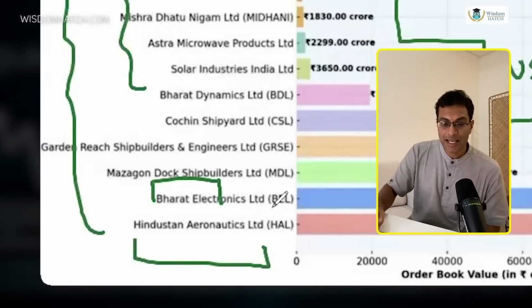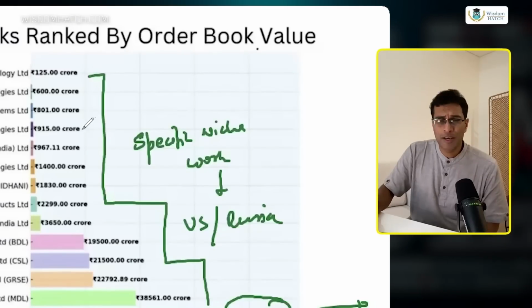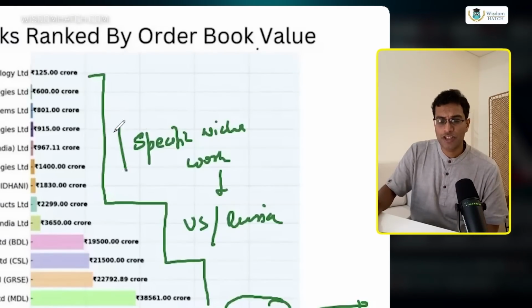So that is a sub-segment of defense that might grow. HAL cannot keep on growing. That is tough according to my analysis. So I'm just giving you a high-level viewpoint. So far I have not been able to figure out any specific niche themes.